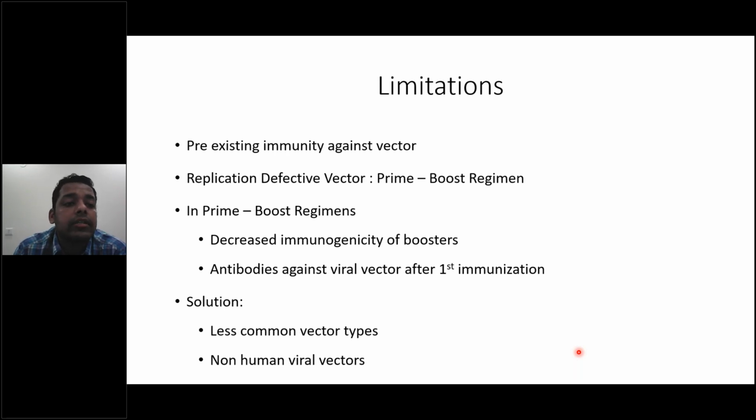So the solution for the fact that there may be some pre-existing immunity is that we use some less common vectors. If we use less common vectors, there are lesser chances that individuals would have pre-existing immunity to those. And we may also use non-human viral vectors. If there are non-human viral vectors, obviously there is no chance that we would have a pre-existing immunity for them. And so such vaccines may act better.